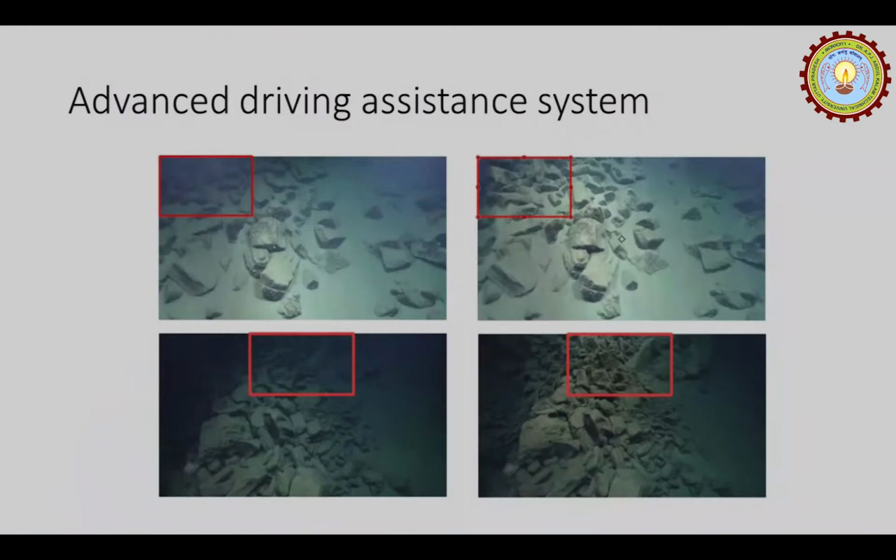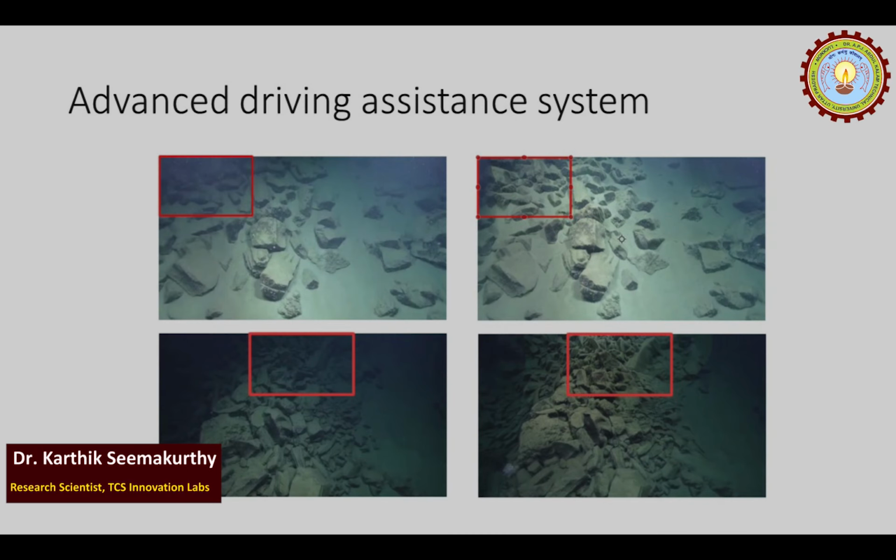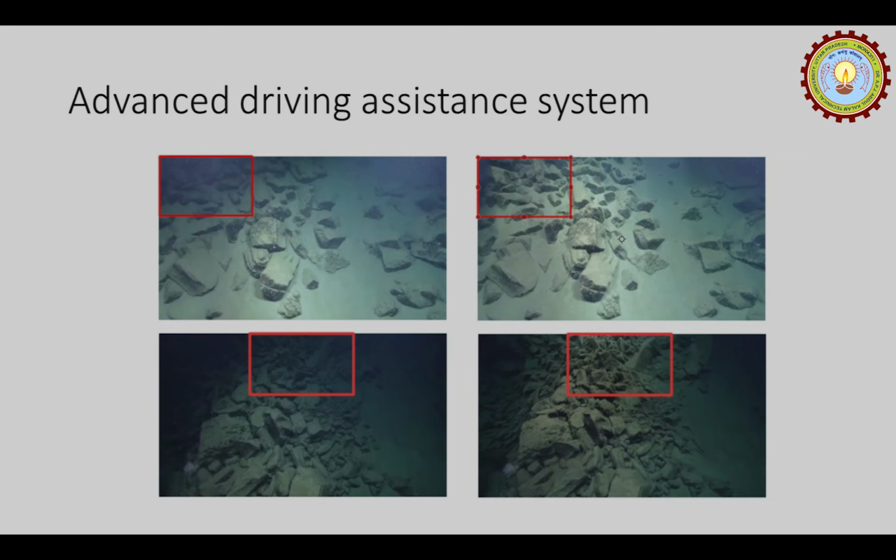This is another example which I was personally working on during my PhD at IIT Madras. If you see the rectangular boxes on the left hand side images, both the top one and the bottom one, the visibility is very poor, whereas in the same regions on the right hand side, the visibility has been improved. We call this dehazing technology. The approach to improve the quality of these images is called dehazing: I'm removing the hazy effect from the images or videos that I'm capturing.